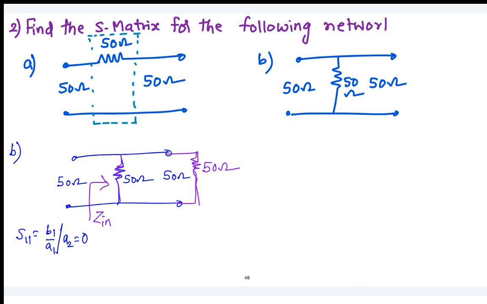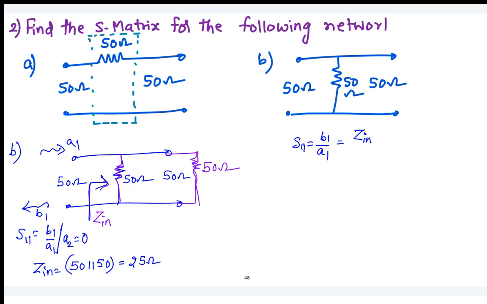Zin? Good. 250 ohms in parallel, so you are going to get 25 ohms. Once you know the effective input impedance here, what is the reflection coefficient? Using the same formula, S11 is equal to B1 by A1, which is the same as the effective load impedance minus Z0 by effective load impedance plus Z0. So your S11 is going to become 25 minus 50 by 25 plus 50.